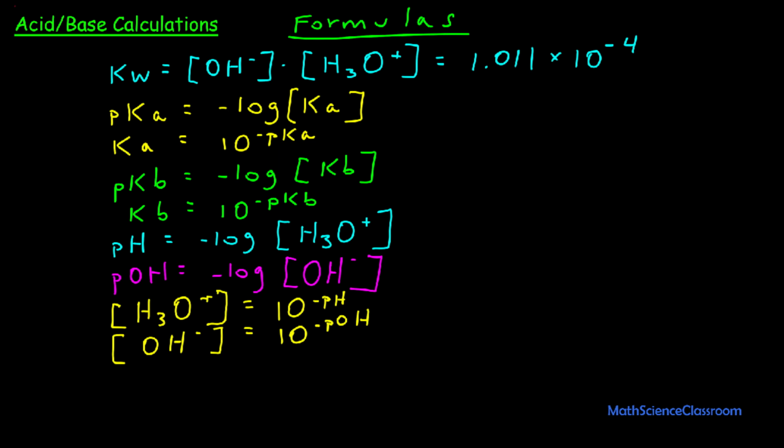And then finally, the pH plus the pOH equals 14. Now it's important to have at least these formulas memorized.